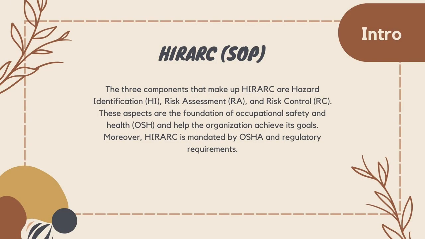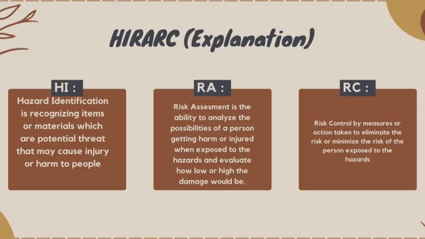Hierarchy SOP. The three components that make the hierarchy are hazard identification, HI, risk assessment, RA, and risk control, RC. These aspects are the foundation of occupational safety and health, OSH, and help the organisation achieve its goals. Moreover, hierarchy is mandated by OSHA and regulatory requirement.